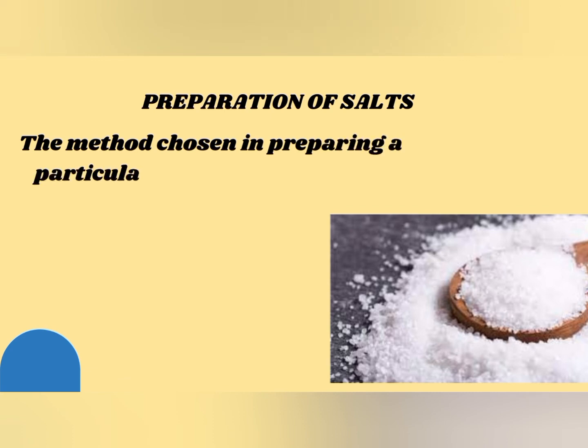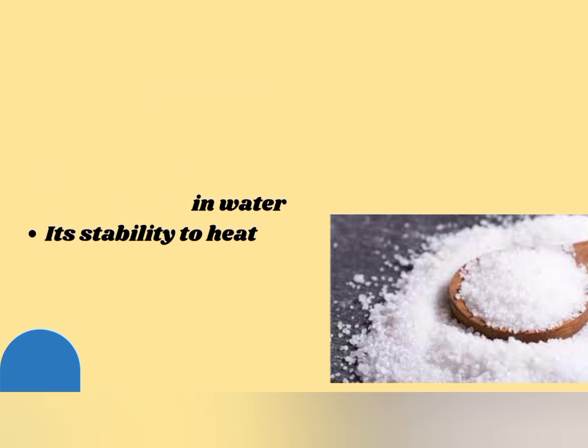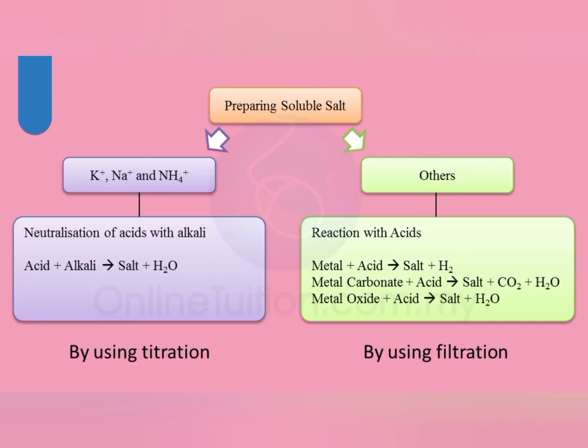So next we'll be talking about preparation of salts. The method chosen in preparing a particular salt is dependent on one, its solubility in water, and two, its stability to heat. So let's look at the various methods we can use in preparing salts. Firstly, we'll be talking about how to prepare soluble salts. Sodium salts, potassium salts, as well as ammonium salts are usually prepared by neutralization of acids with alkalis.